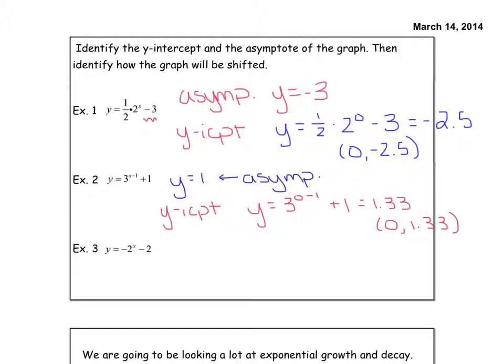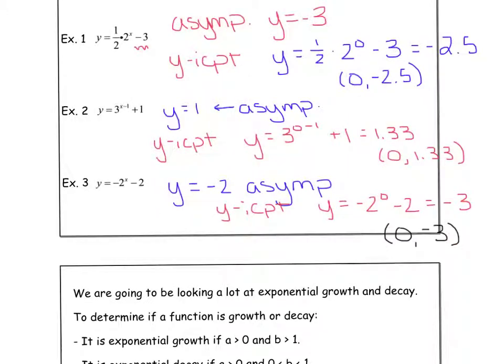Pause your video now and try that final example. Determine what the asymptote is and where the y-intercept is located. So you should have gotten that the asymptote is at y equals negative 2 and the y-intercept is at (0, -3).